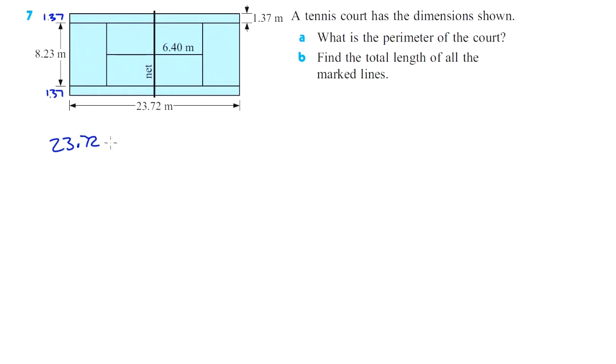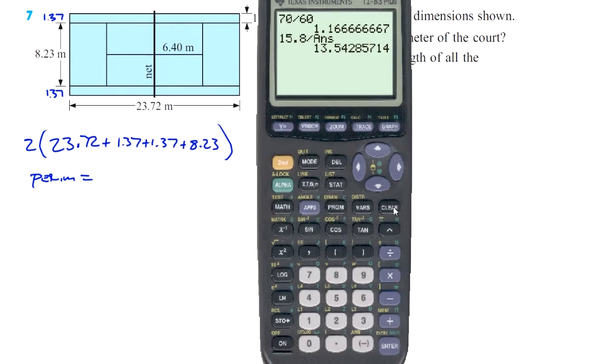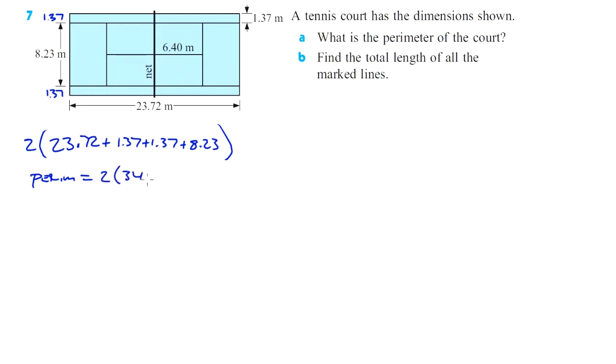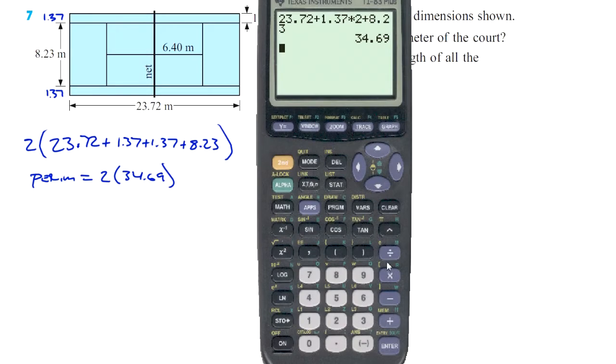So 23.72 plus 1.37 plus 1.37 plus 8.23, right? That's going to get us half. So if we take that whole thing and we double it, that will give us the total perimeter. So let's calculate that out. Let's do the inside first. 23.72 plus 1.37. We've got two of those, so let's do 1.37 times 2, plus 8.23 gives us a total of 34.69. And again we just have to double that, so multiply that by 2 and we get 69.38.